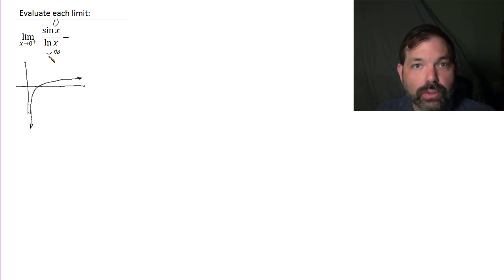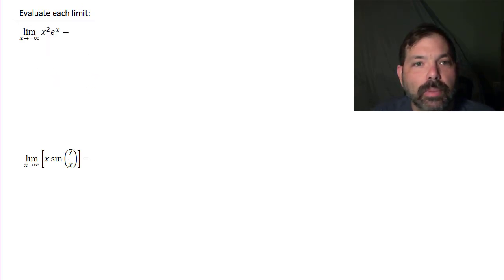So be careful. Now that we have this rule, that doesn't mean we apply it every single time. We only apply it if it's an indeterminate form of 0 over 0 or infinity over infinity. So this limit ends up being 0. Any real number divided by an infinite number is 0.